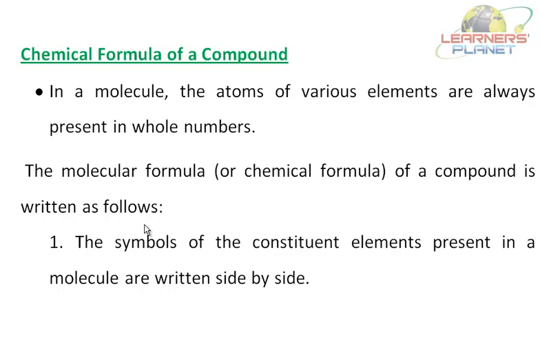See, for example, water. Water is formed by the combination of hydrogen and oxygen, right? Two atoms of hydrogen combine with one atom of oxygen and it forms water, H2O. Now, how has this H2O come? How will you write the formula? Now, let's see. The symbols of the constituent elements present in a molecule are written side by side. The first thing you have to do is just write the symbols of constituent elements present in the molecule.